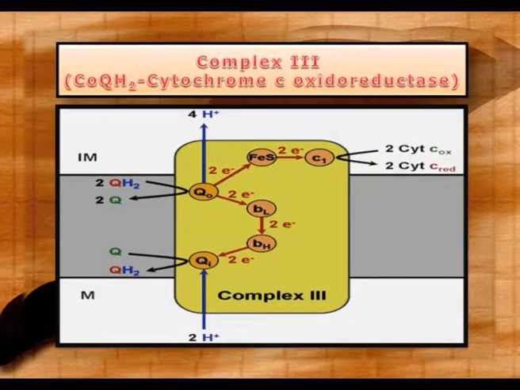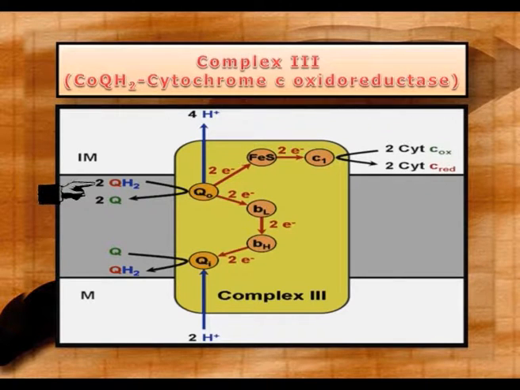This complex is a dimer of 2 monomers, each having 11 subunits, and the active center is composed of 1 molecule of cytochrome B, 1 Rieske iron-sulfur center and cytochrome C1. What happens here? 1 molecule of ubiquinol donates 1 electron to cytochrome C1 and 1 electron to a Q present on the matrix side, making it a semiquinone.